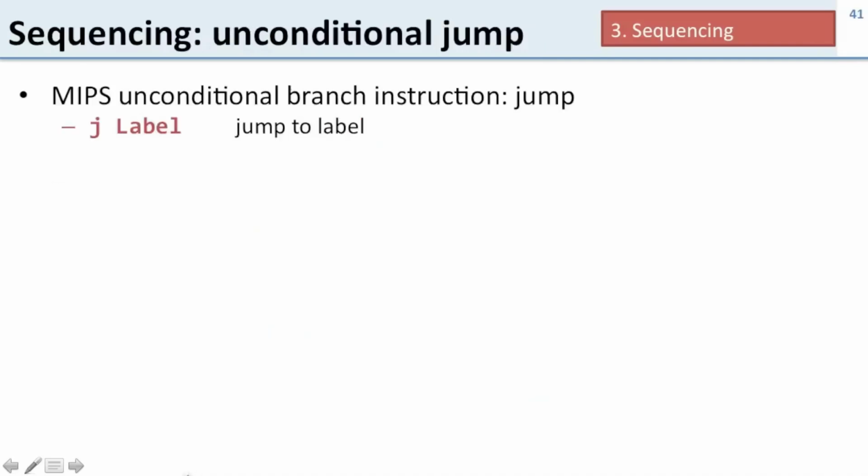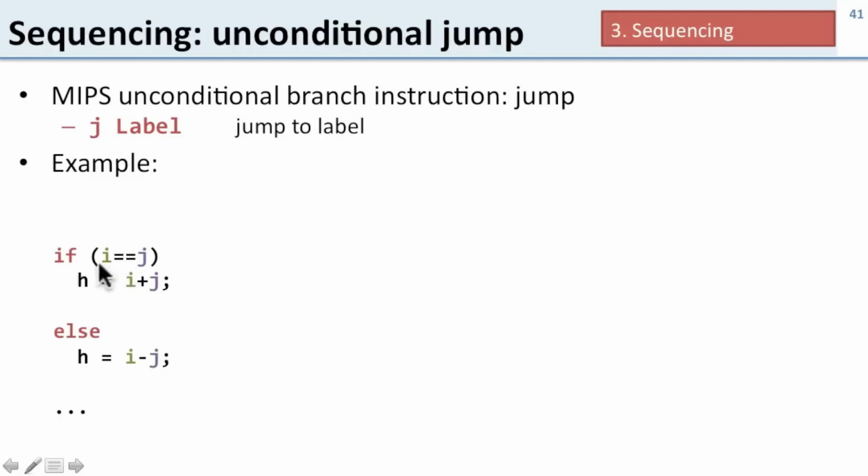In addition to conditional jumps, we also have unconditional jumps. So jump label just jumps regardless of anything else. It always says go to the label. So let's take a look at an example here with an if-then-else. So here's the example I had before. If i equals j, I'm going to add i and j. If they're not equal, then I'm going to subtract them. So how do we write this code?